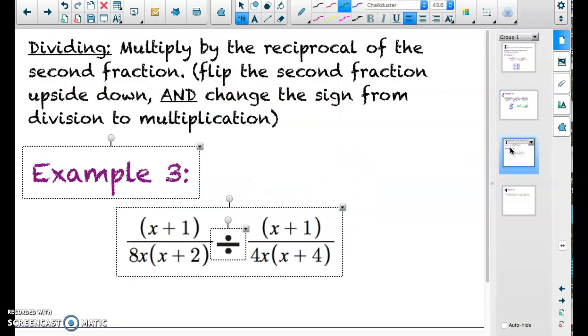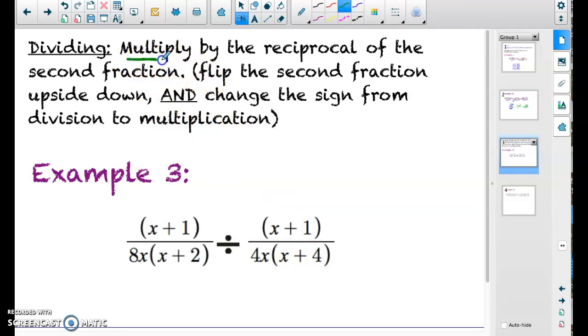Now we're going to move on to division. When you are dividing two rationals like this, we have one fraction divided by another fraction. The key to doing this is to multiply. So we're going to change this to be multiplication. We're going to multiply by the reciprocal of the second fraction. So what I mean by that is you take the second fraction and you flip it upside down. Okay, so the second fraction here is going to get flipped upside down.